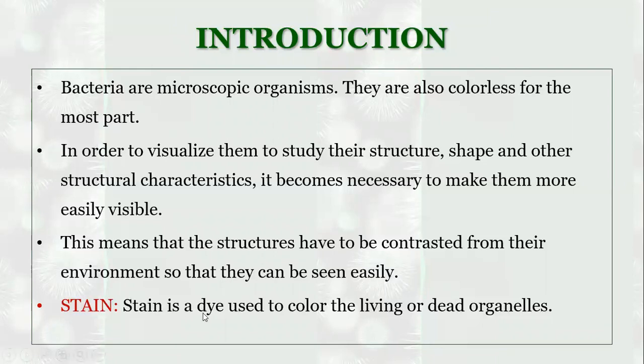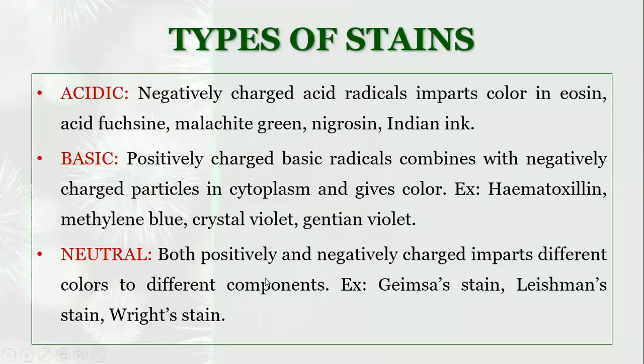What is a stain? Stain is a dye used to color living or dead organisms. Here, different stains are used to identify different types of organisms. These are the various types of stains: acidic dye, basic dye, and neutral dye. Acidic dyes are negatively charged acid radicals, and these negatively charged dyes impart color to the organisms. Examples of these acidic dyes are eosin, acid fuchsin, malachite green, nigrosin dye, and Indian ink.